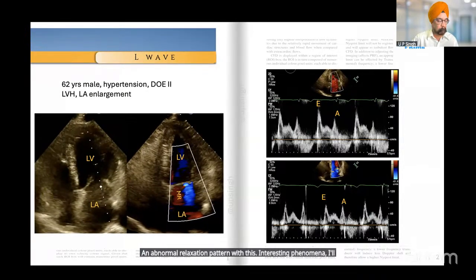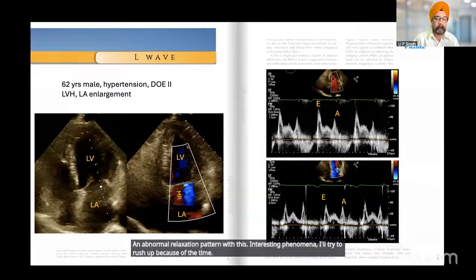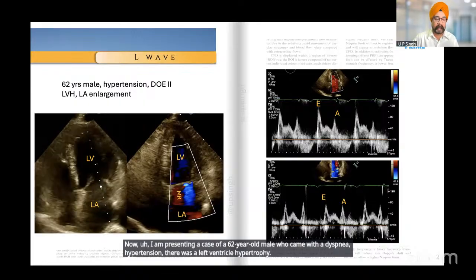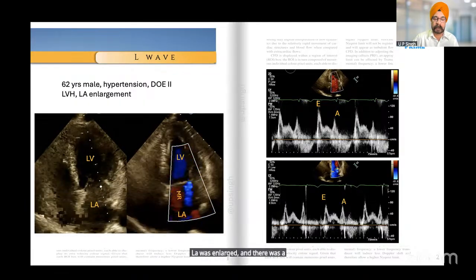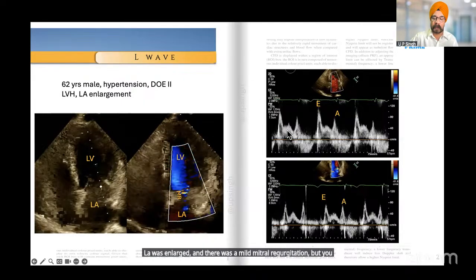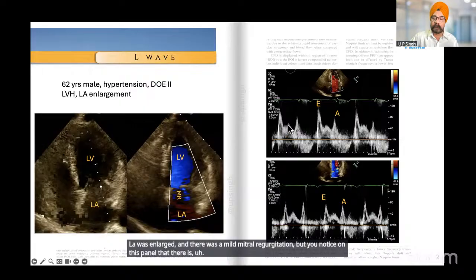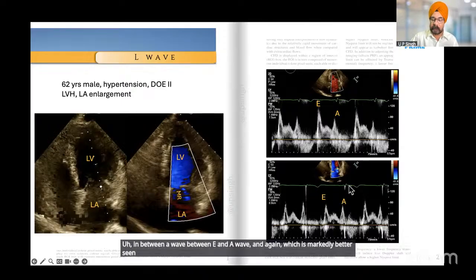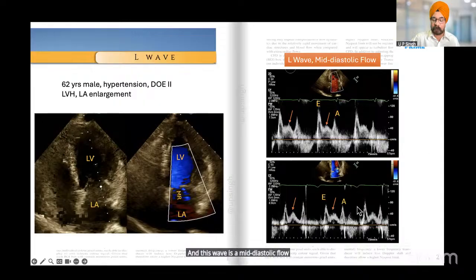I'll try to rush up because of the time. Now, I am presenting a case of a 62-year-old male who came with dyspnea and hypertension. There was left ventricle hypertrophy, LA was enlarged, and there was mild mitral regurgitation. But you notice on this panel that there is a wave in between the E and A wave, which is markedly better seen when there was a little more bradycardia. This wave is a mid-diastolic flow where there is a diastasis and hardly any flow from LA to LV, and this is called an L wave.